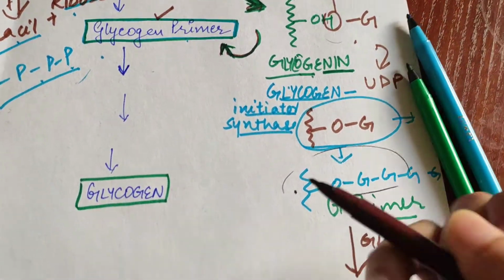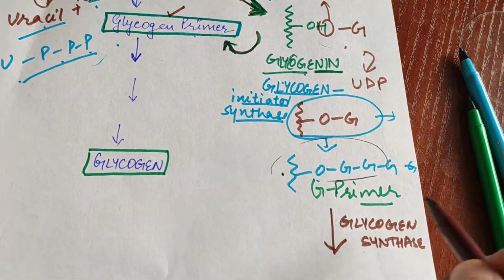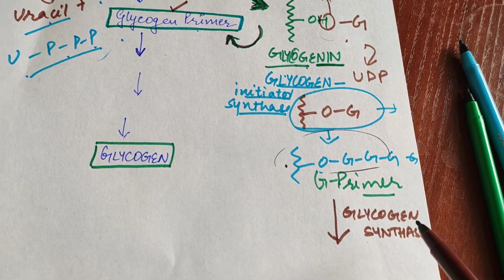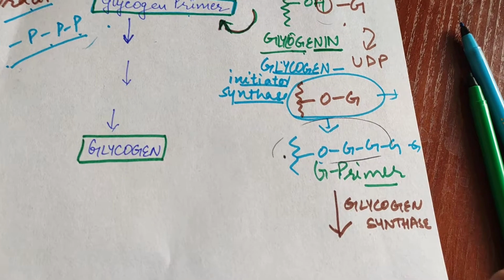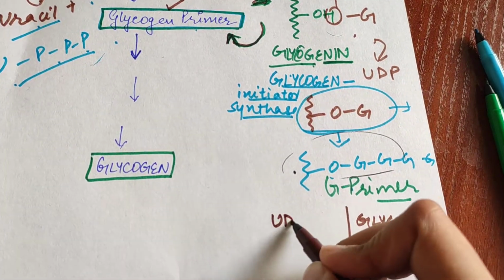So as we discussed, this glycogen primer is formed. Now then what will happen? Glycogen synthase, an enzyme, will act on this glycogen primer. The activity of glycogen synthase is to use the UDP glucose.